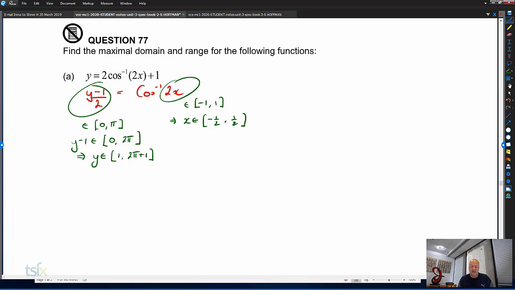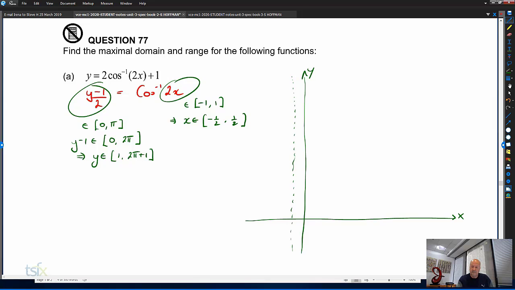And if we have a look at sketching the graph, the way I like to sketch is to make sure that I create my domain and range and form, if you like, a box. So if there's my y-axis, there's my x-axis. I know my x values are between -1/2 and 1/2 if we put it at that sort of length. My y values are between 1 and 2 pi plus 1.